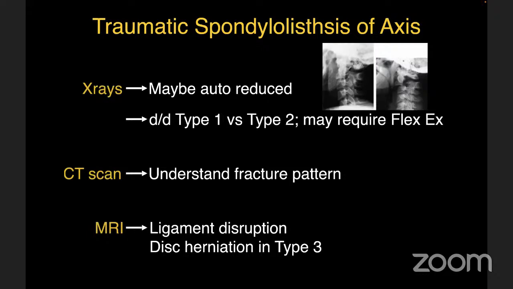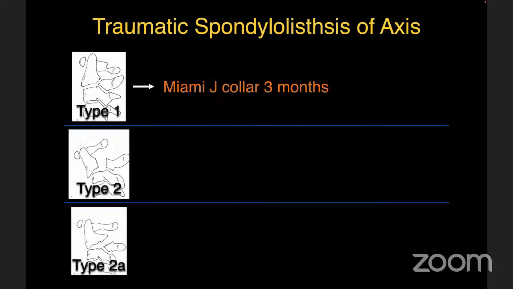It also sometimes shows a disruption of the disc enough to cause a herniation of the C2, C3 disc behind the C2 vertebral body. So how do we treat this? If you have a type 1 fracture, disc is intact, only the pars fracture, you treat them with external immobilization.